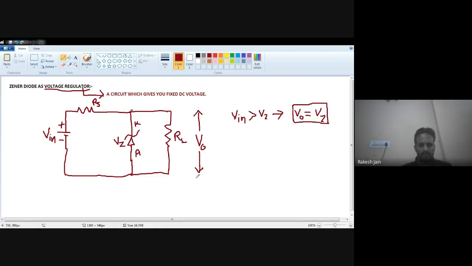And whenever the input voltage is lower than the Zener voltage, then at the output we will find that input voltage, because the Zener diode will not work at that time. So that is the Zener diode as a voltage regulator circuit. We will solve certain numericals in the next lecture, and thank you for watching the video.